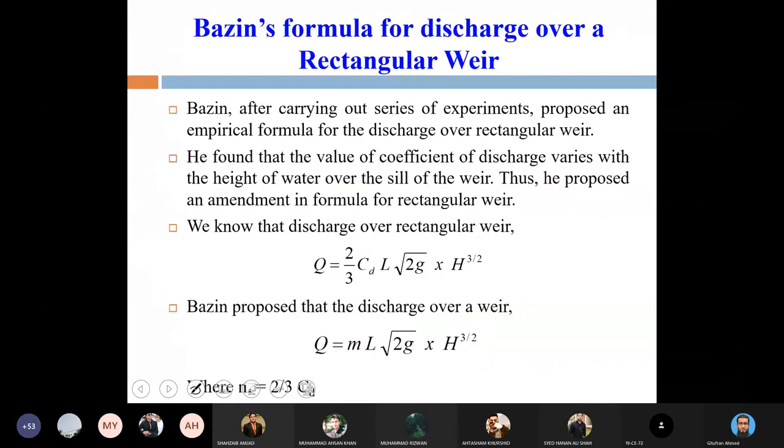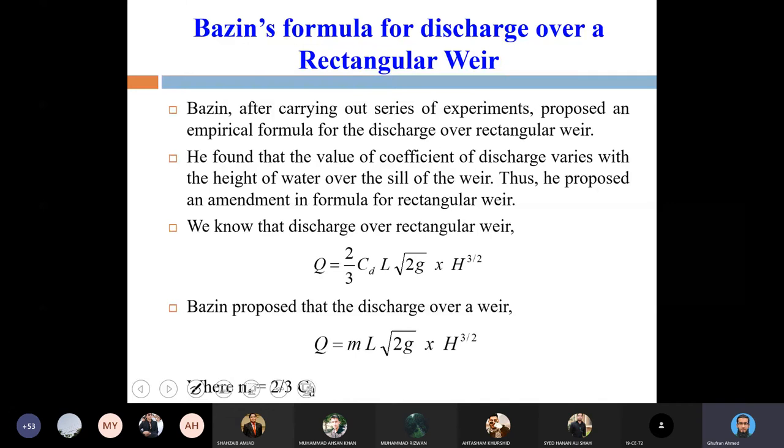Okay, so next is the Bazin's formula for discharge over a rectangular weir, just like the Francis formula. Bazin, after carrying out a series of experiments, proposed an empirical formula for the discharge over a rectangular weir. He found that the value of the coefficient of discharge varies with the height of the water over the sill of the weir. Thus, he proposed an amendment in the formula for rectangular weir.